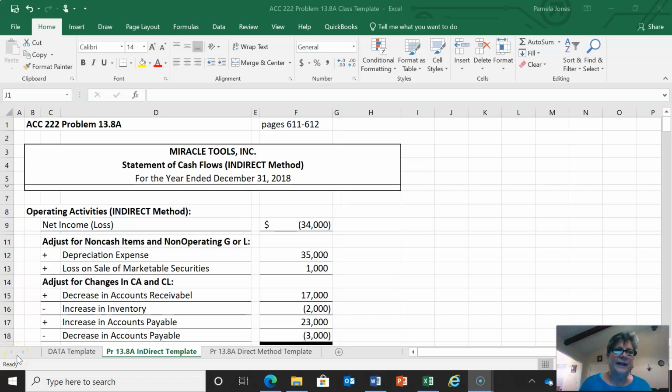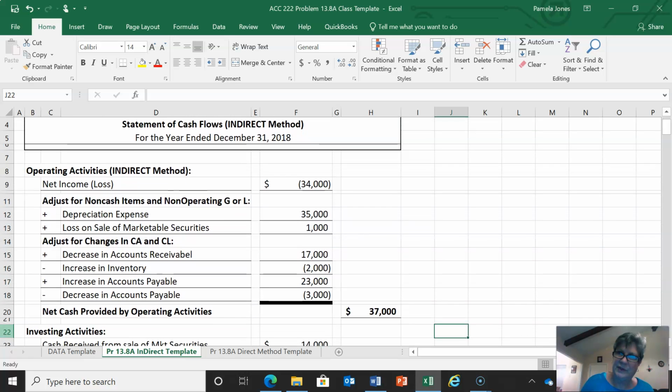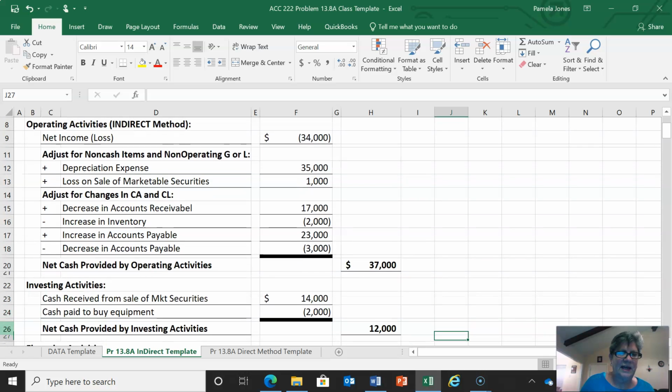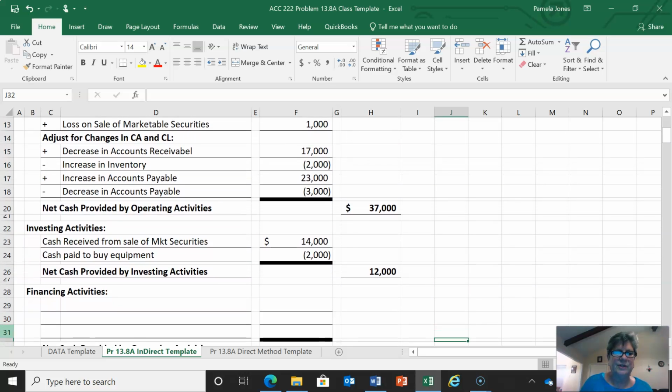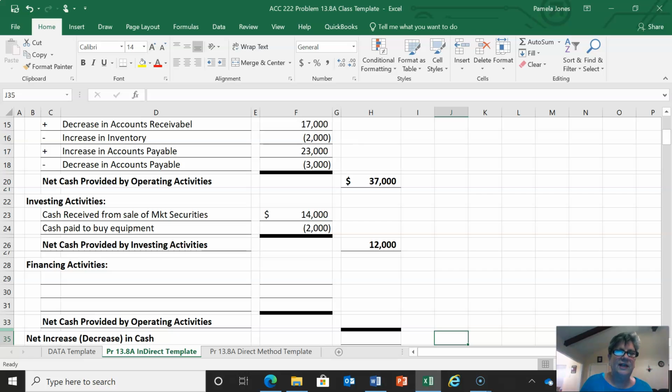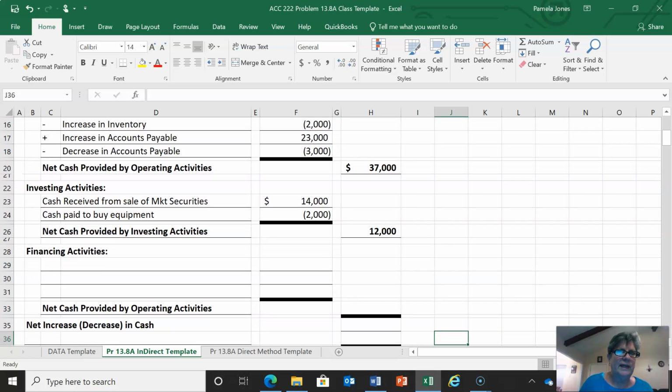All right, so we're still working on problem 13.8a, an example of how to prepare the cash flow statement. We've gone through the operating activities section under the direct and the indirect method and came up with the same amount of cash provided by operating activities. We just looked at the investing activities section and got net cash provided by investing activities of $12,000. Now we're going to look at the financing activities section and see if we can't finish up this cash flow statement.